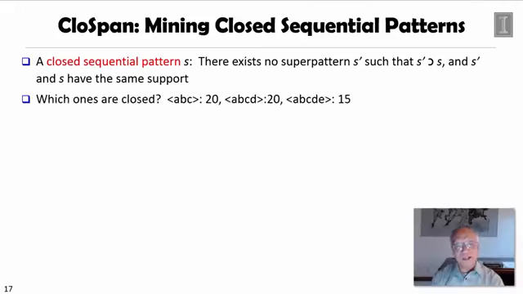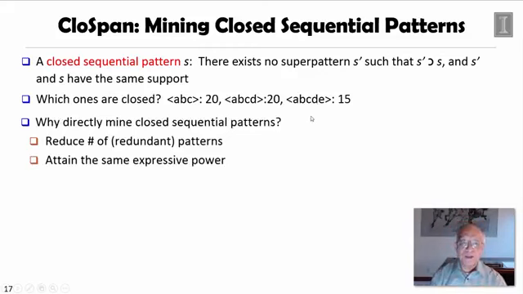Okay. Let's look at this example. Suppose we find three sequences: ABC with support 20, ABCD with support 20, and ABCDE with support 15. Which ones are closed? ABCD is closed in the sense that for support 20, ABCD is the longest one. Then ABCDE is also closed because for support 15, there's no longer super sequence of ABCDE.